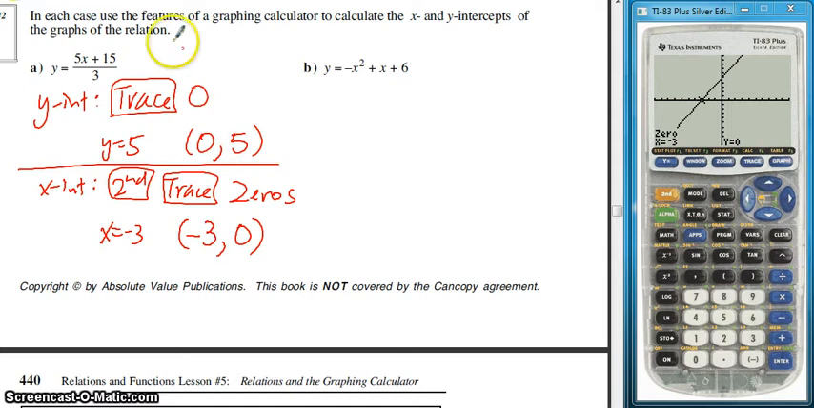That's my x-intercept. Let's try the second one. Okay, second example.